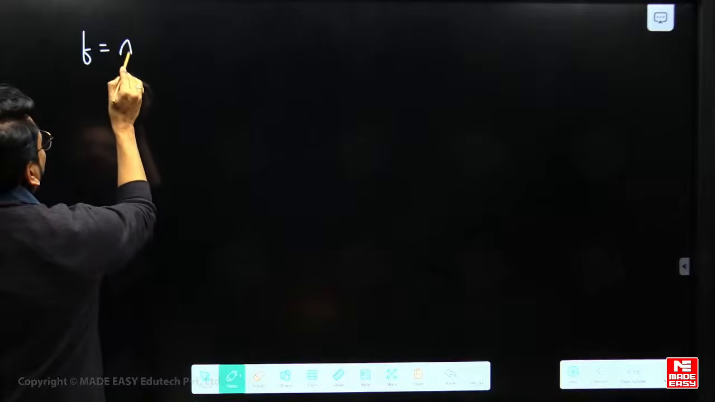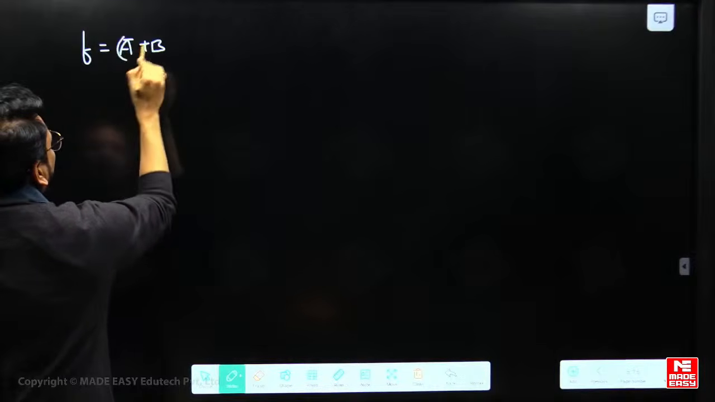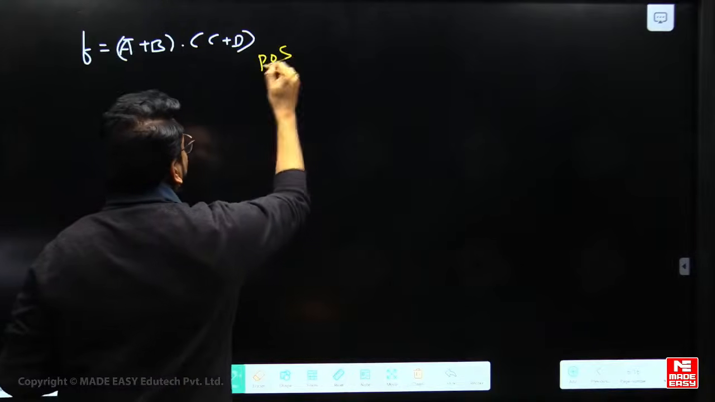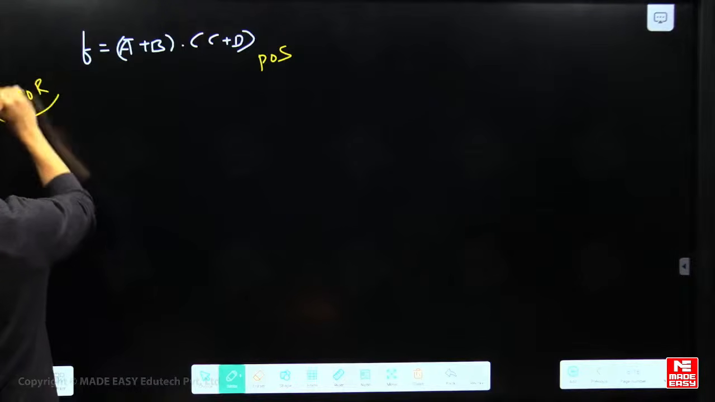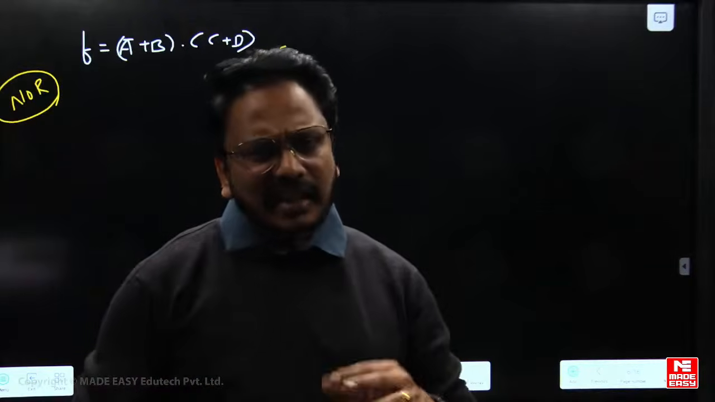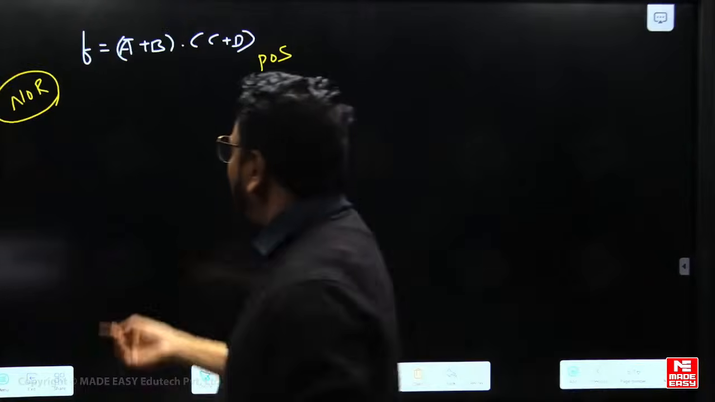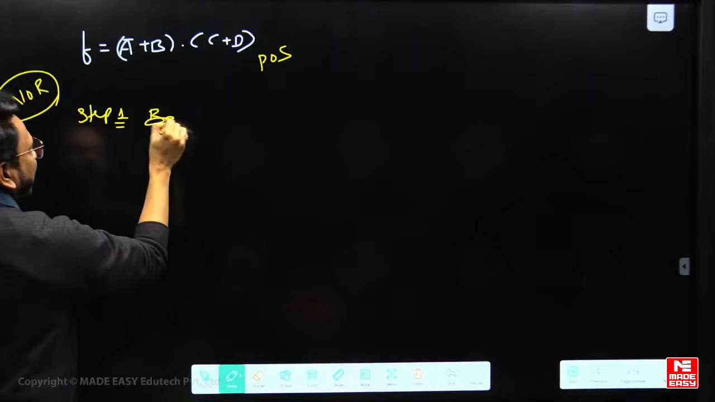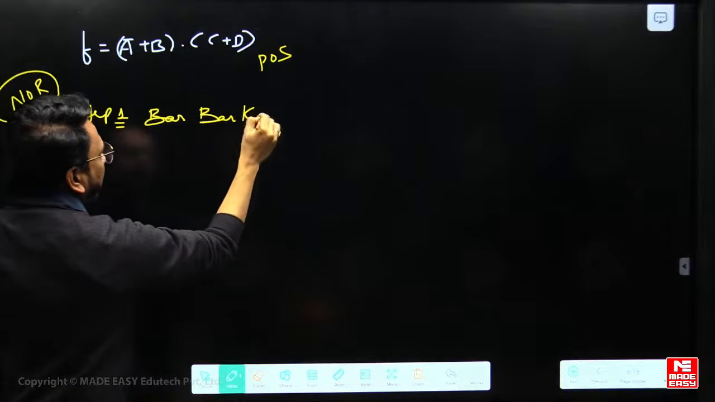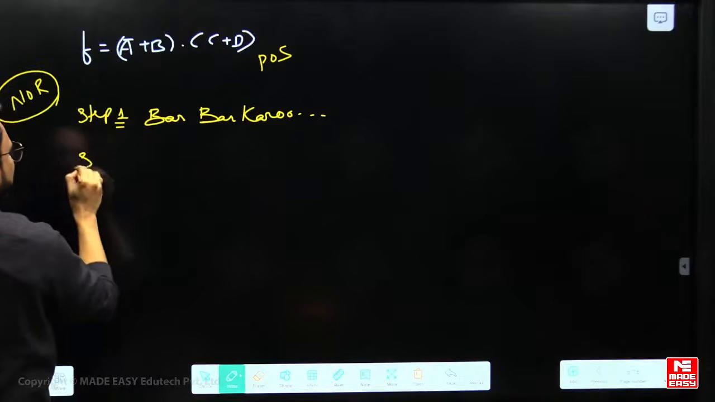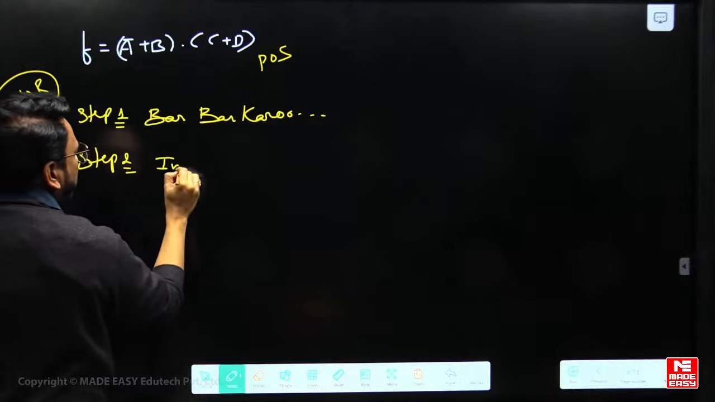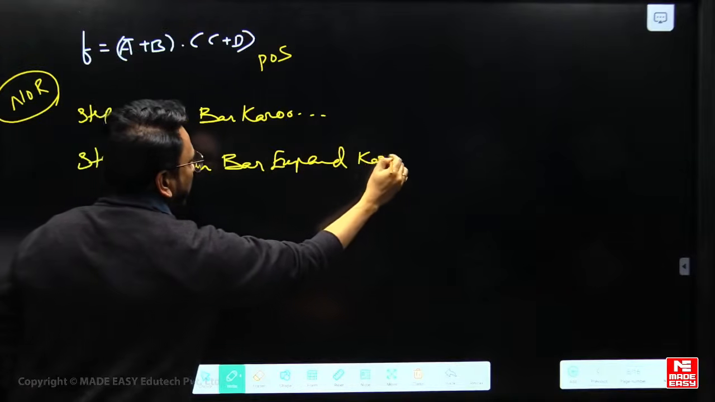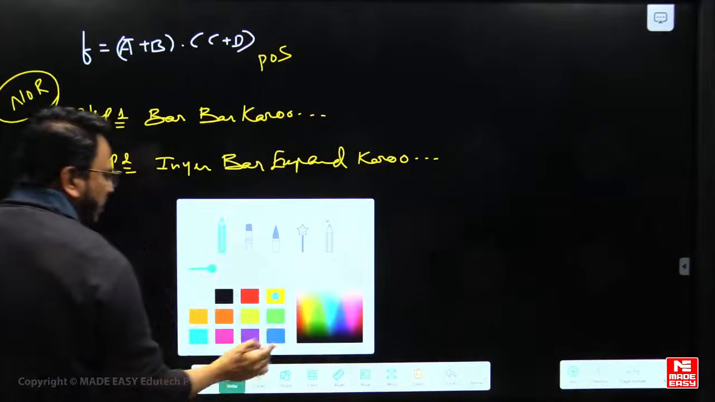F is equal to, for example, a bar plus b dot c plus d. Sir, it is already discussed, no? Now they are asking about using the NOR gates, for example. Yes, the same two steps you should implement, my dear. Step 1: bar karo. Step 2: inner bar expand karo.